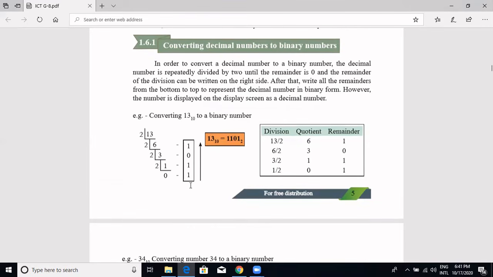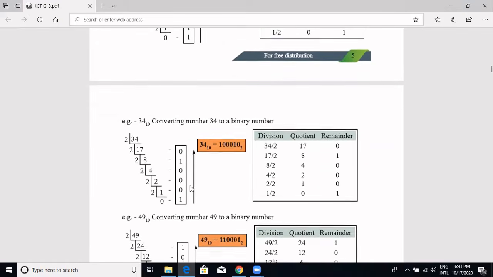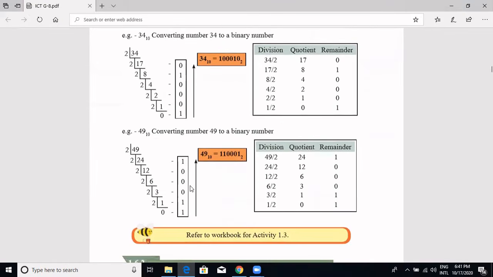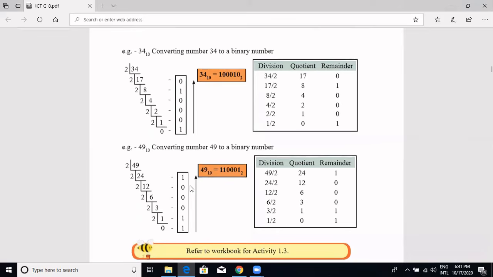Understood? Don't worry, we'll do another number. There are a few examples. I will do one more. But if you follow these 3 simple examples, you can do anything. It's not very hard. Okay, 34.